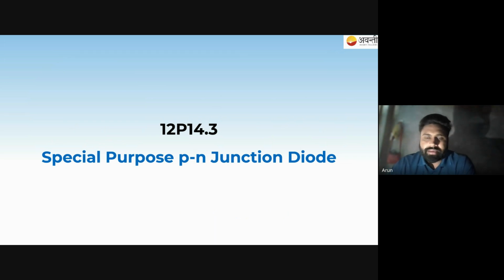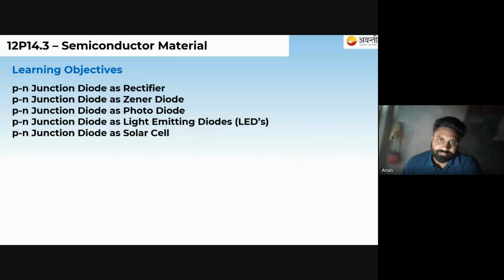After that, we learned about the forward biasing and reverse biasing conditions of the diode, and then some characteristics of this diode, like the breakdown voltage and knee voltage. That is all we have studied till now. So today we are with the special purpose PN junction diode. I'm not saying that all of this would be covered today, but this is the learning objective. This is what we have to learn under this heading.